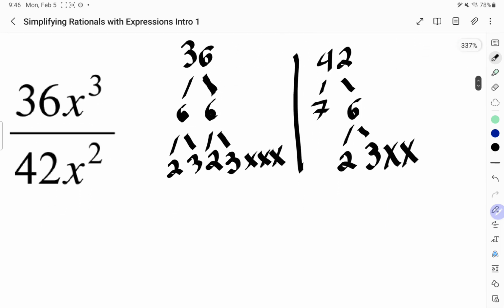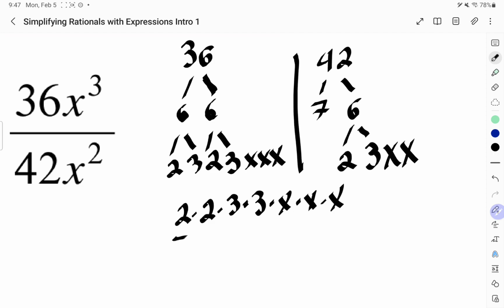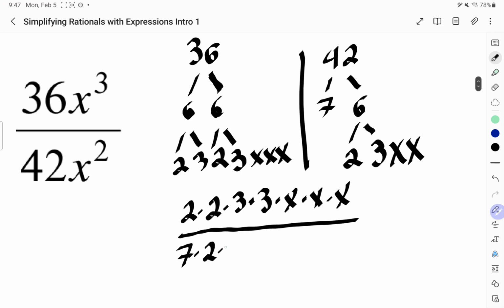So boom, we already have everything that we need, so we're just going to rewrite it. So I'm going to write 2 times 2, I'm going to put them together, and the 3's together. 3 times 3 times x times x times x. Alright, now on the bottom, we're going to put the second part, which I'm going to put 7 first, just because that one doesn't have any partners. Times 2 and times 3 times x and times x.